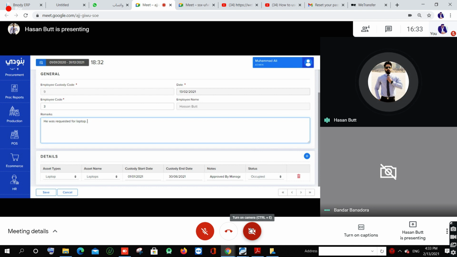That it will, at the time of return or at the time of giving, we can upload the receipt or any picture of the laptop. Good idea. Okay, brothers, let's head towards the next form. Is it clear? Yes, clear.